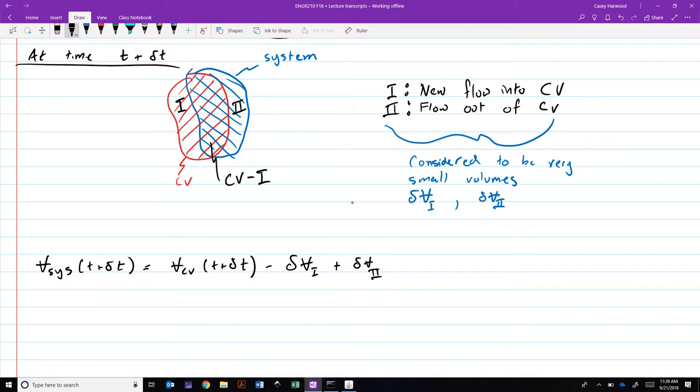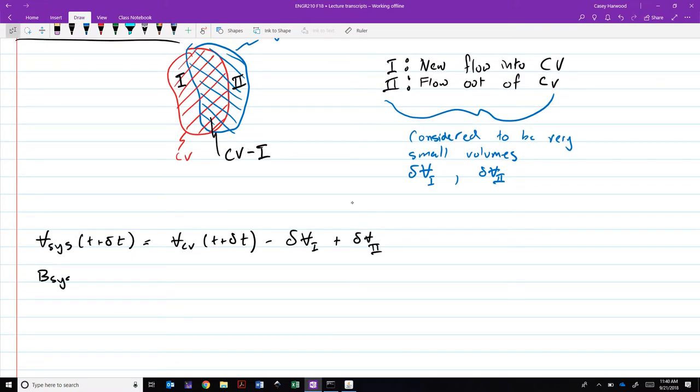Let's do a quick sanity check on this, whether this makes sense. We want to get the blue region. If we take the red hatched region, subtract out the part that is on the left, region 1, and add region 2, then we should recover our system, right?